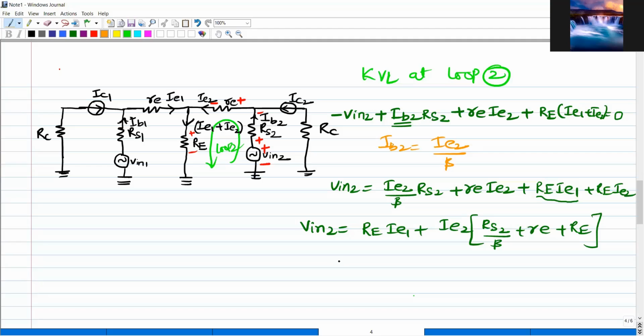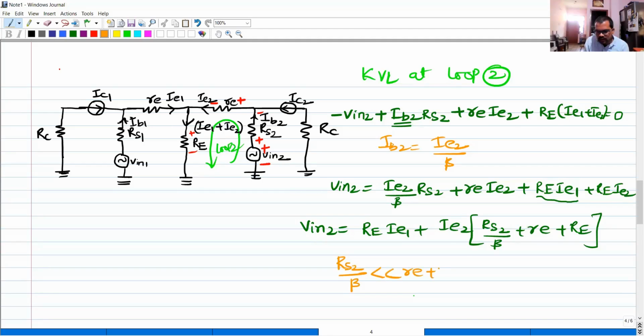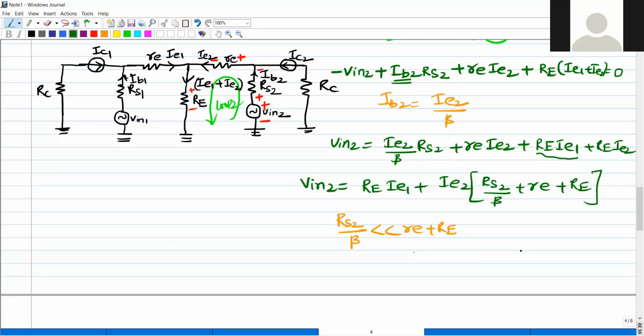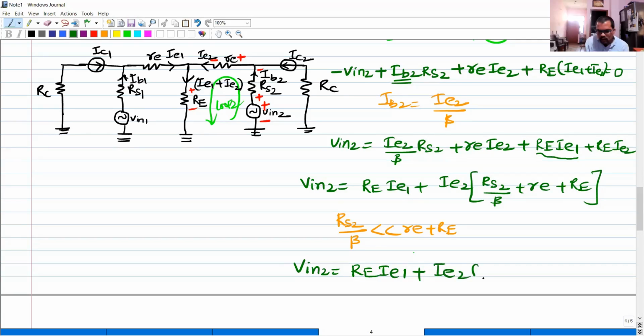Now the same arrangement as we did above: beta is very much smaller than RE plus RE. Now tell me, what is the final one? Vin2 is equal to RE IE1 plus IE2 into capital RE plus RE. This is the second one.